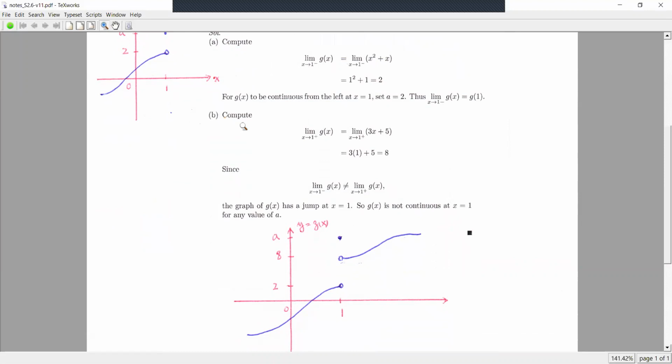From part b, when x approaches 1 from the right side, the function approaches 8. So the graph approaches this point, and the height is 8. When we place the solid point here, the graph is continuous from the left. When we place this point here, the graph is continuous from the right.